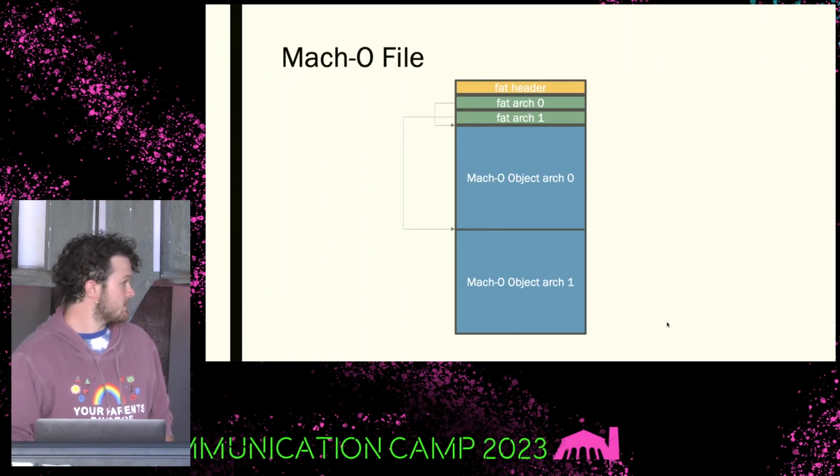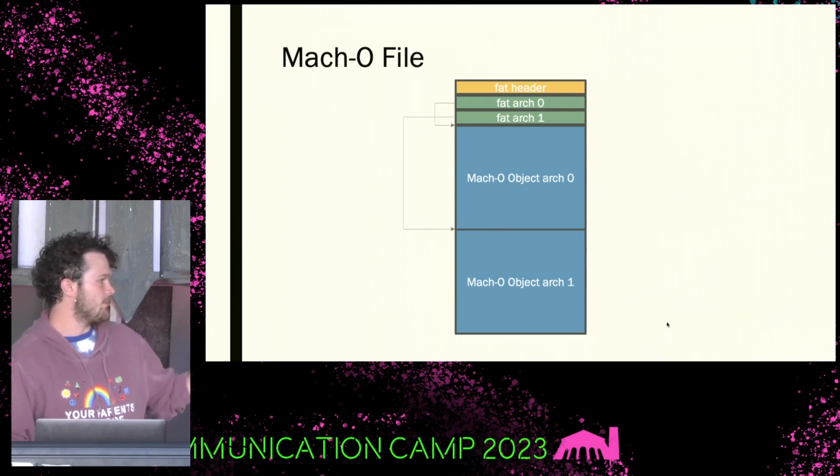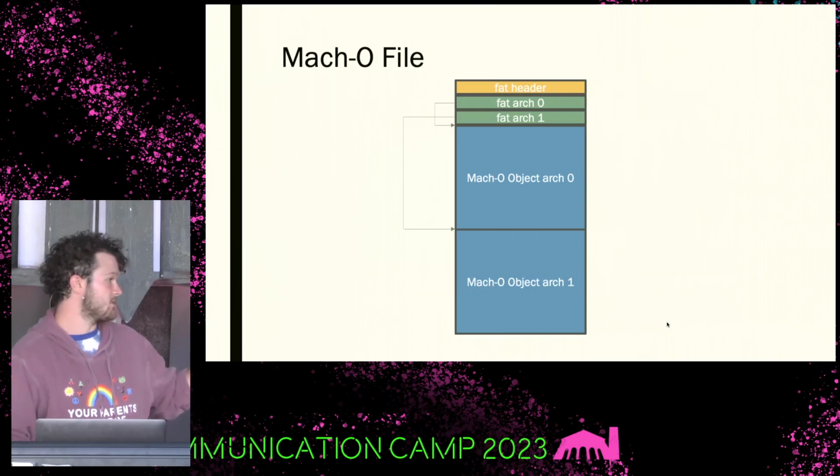So this is the structure at this point. We have a fat header, two fat architectures, let's say this is 32-bit and 64-bit, and then we have two Mach-O objects which define executables at the same time. Theoretically, these are two programs, just different architectures. Same program, two architectures.